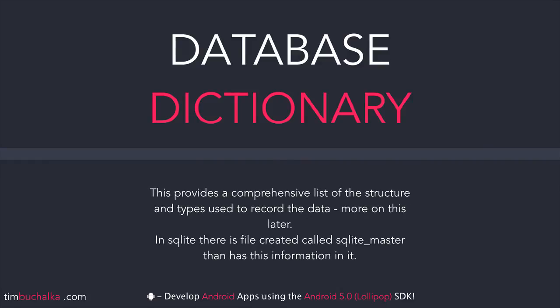Database dictionary. This provides a comprehensive list of the structure and types of data used in recording the data. More on those specifics later, but in SQLite there is a file called SQLite_master that has this information in it. You don't generally need to refer to that or know much about it, but it's there for you anyway, and as we go through the app, you'll see how that works.